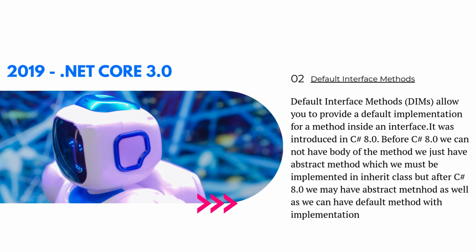Default interface methods, DIMs, allow you to provide a default implementation for a method inside an interface. It was introduced in C# 8.0. Before C# 8.0, we could not have a method body; we just had abstract methods which must be implemented in the inheriting class. After C# 8.0, we may have abstract methods as well as default methods with implementation.